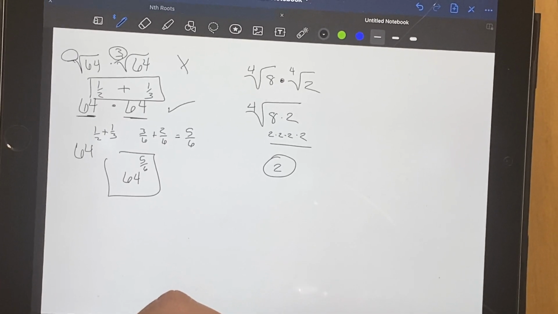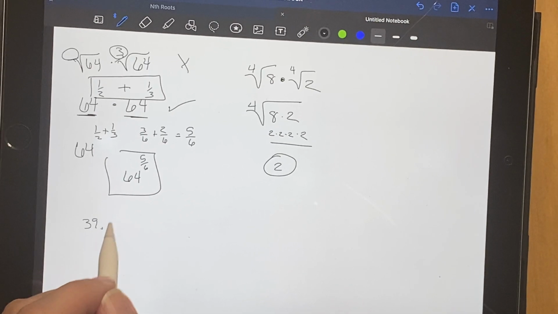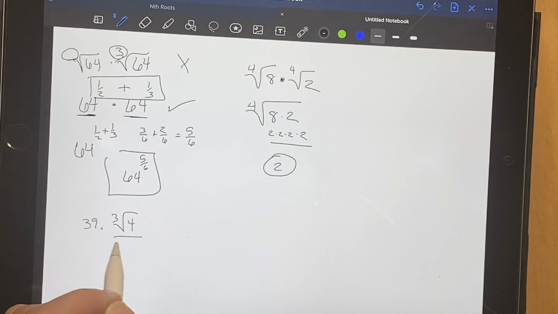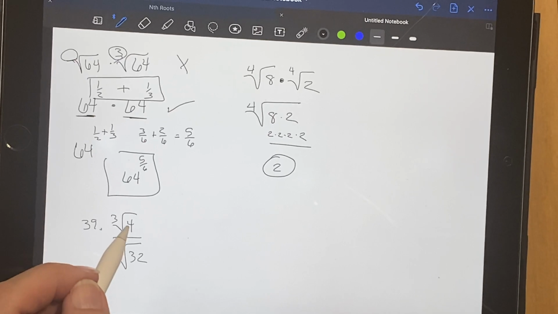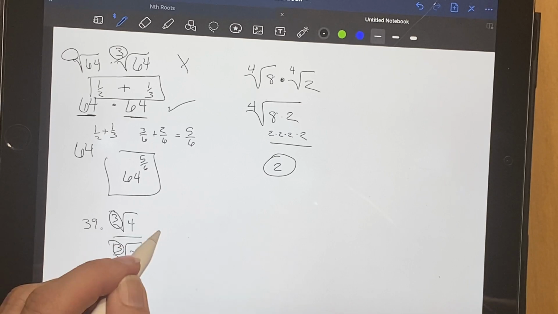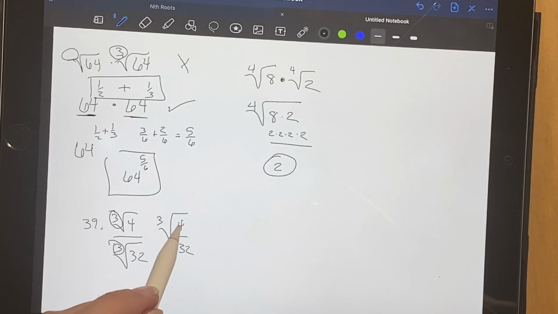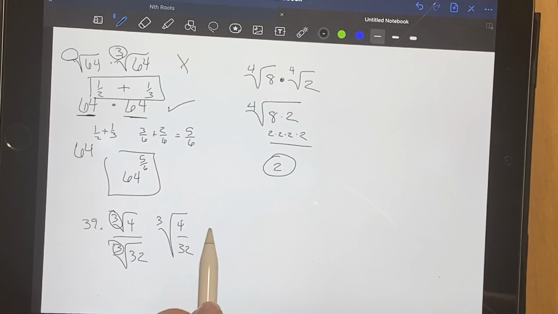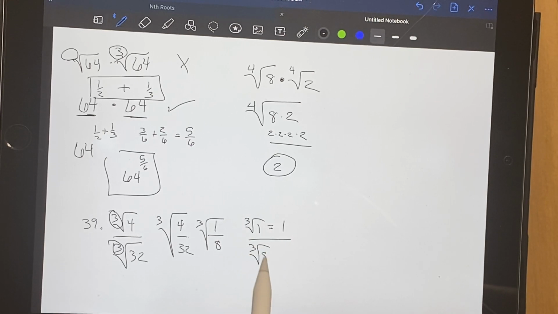Okay, and then let's look at 39. 39 says the cube root of 4 over the cube root of 32. So in this case, I can't reduce either of them with the radical on its own, but I have the same index. So I'm going to put them under the same fraction. Well, now I can reduce 4 over 32. They're both divisible by 4, as 1 over 8. Now that I have a cube root of 1 over 8, the cube root of 1 is 1. The cube root of 8 is 2.